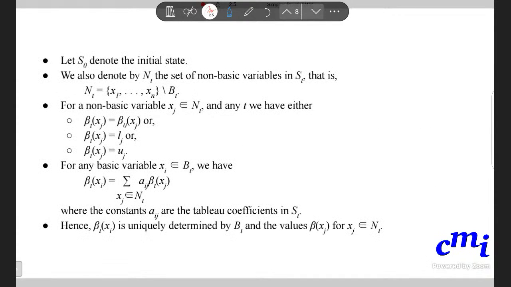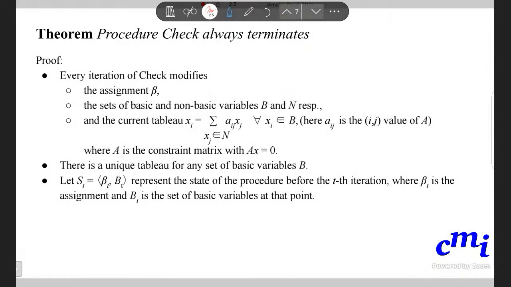So basically, for any non-basic variable and any k... Okay, I'm kind of moving way ahead of you, so I'll let you go. Basically, every iteration of this algorithm modifies the assignment and the set of basic and non-basic variables, and it also modifies the current tableau.